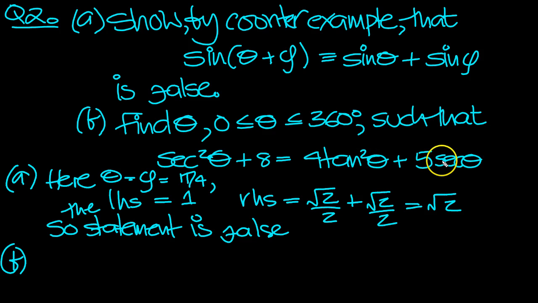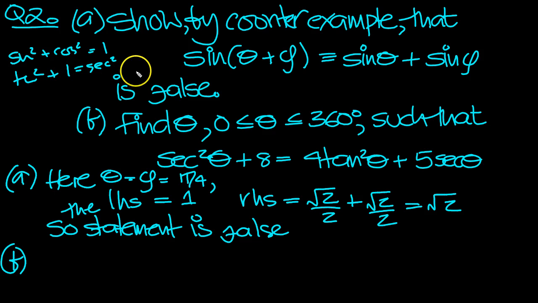Here, because this is sec squared, we can replace tan squared by its sec squared equivalent using a trig identity, and then we'll get a quadratic in sec, won't we? So let's do that then. If we remember sine squared plus cos squared is 1, if I divide by cos squared, it's tan squared plus 1 is equal to sec squared. So let's use that formula and replace tan squared with sec squared minus 1.